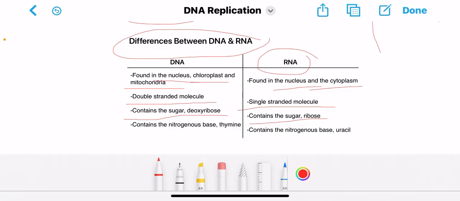Now, which nitrogenous base do they have? Another difference is that DNA consists of the nitrogenous base thymine, whereas RNA consists of the nitrogenous base uracil. Remember, I told you that in DNA we have thymine, but in RNA we have uracil. This uracil pairs with adenine in what? In RNA, but thymine pairs with adenine where? In DNA only.